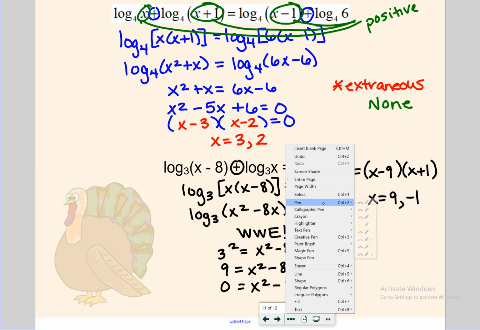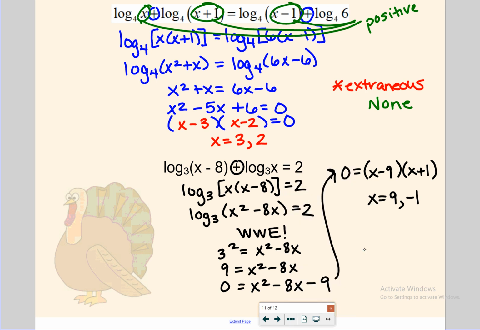Do both of those work? Remember, we want what's inside our log to be positive each time. If I plug back in 9, will both of those logs be positive? 9's good. If I plug negative 1 in, will both of those logs be positive? It actually will make both of them negative, right? Negative 1 minus 8 would be negative, or just log of negative 1 would also be negative. So that guy is extraneous. Make sense?